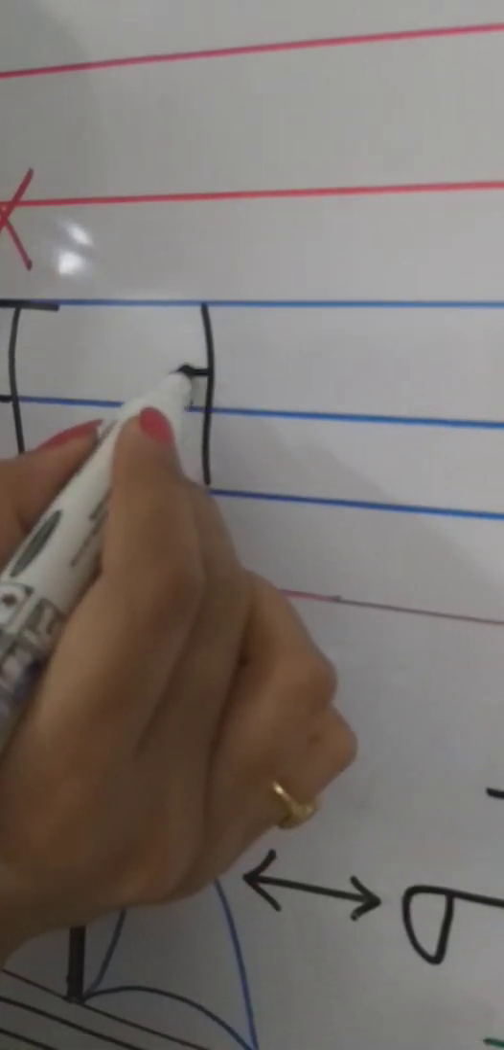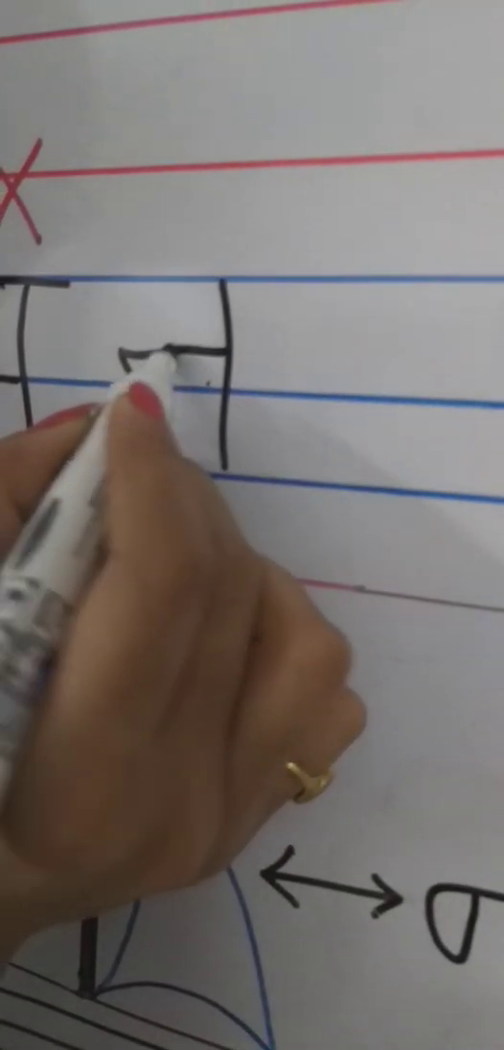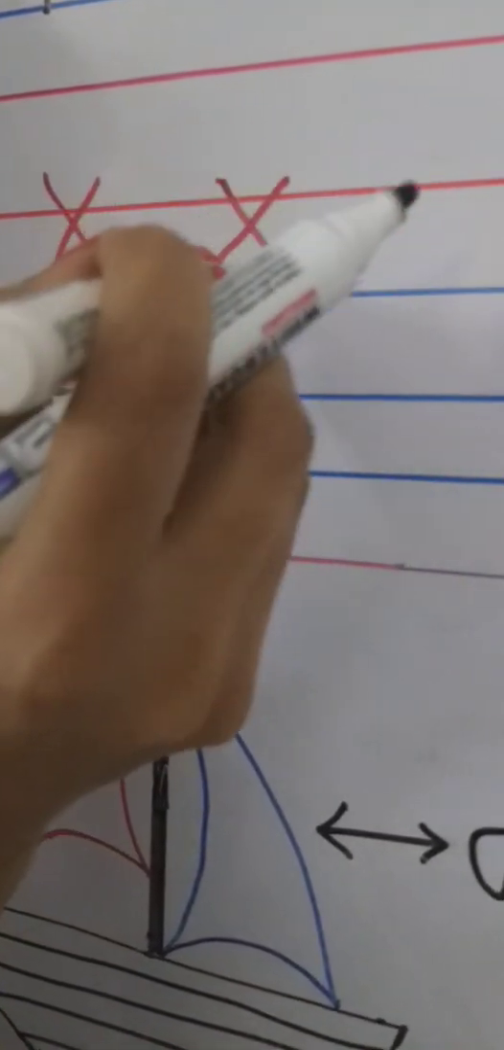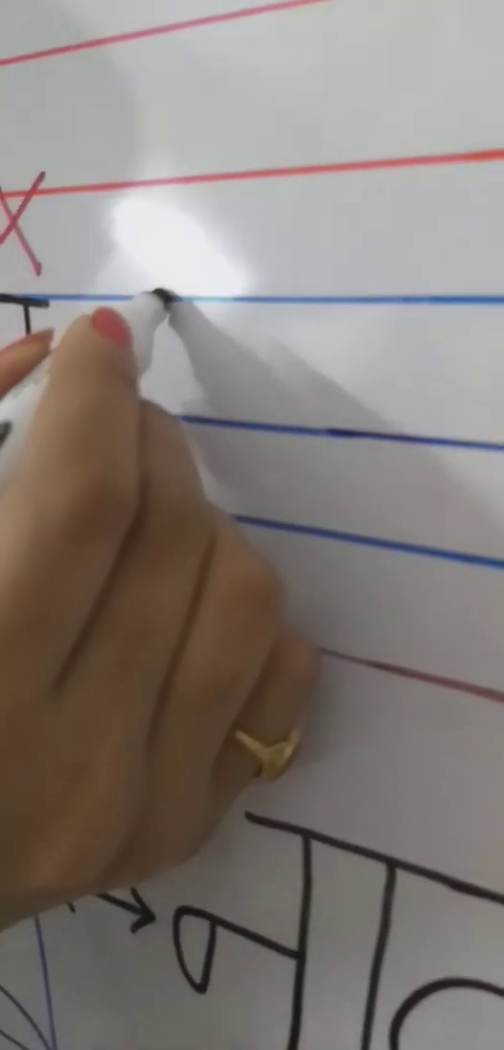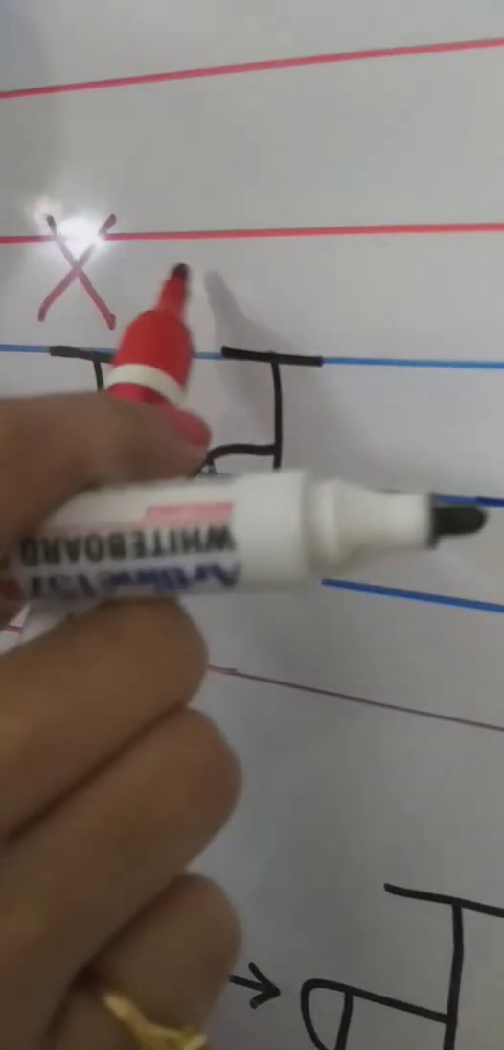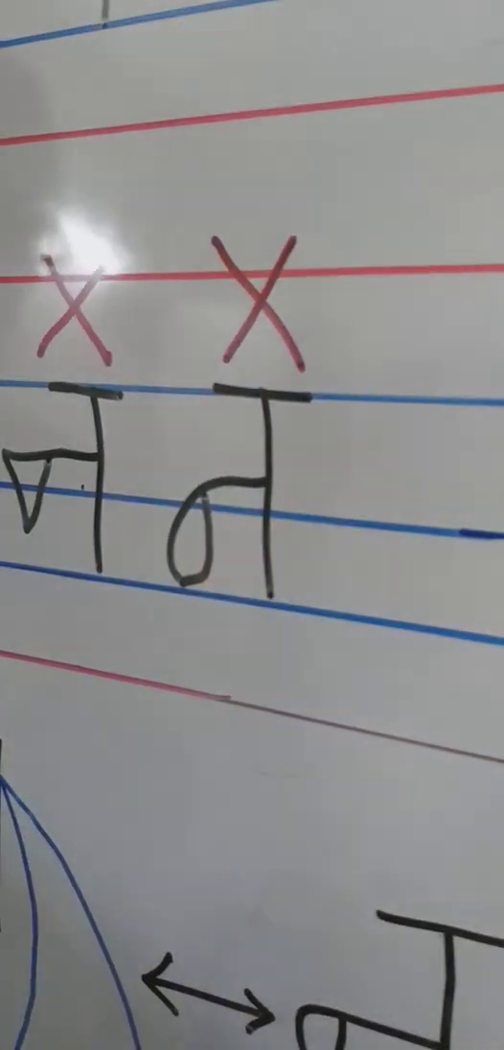If you write this, is it a correct formation or a wrong formation? It is a wrong formation. If you write like this, is it a wrong formation or a correct formation? It is a wrong formation. What is the correct formation?